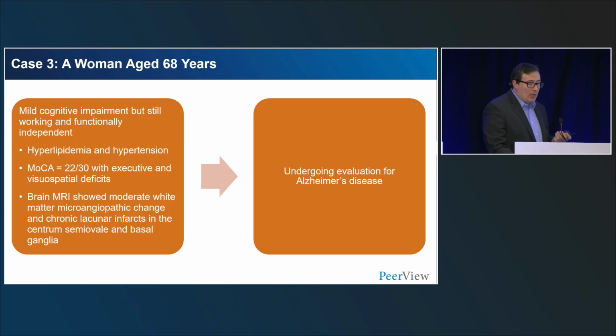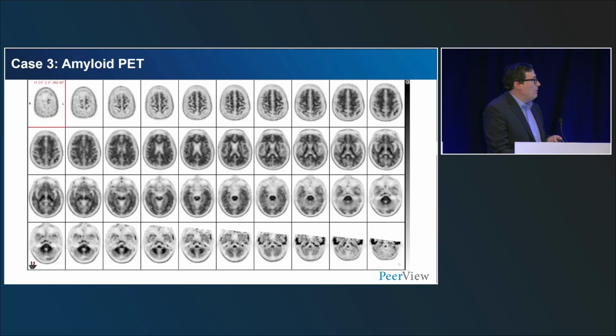A 68-year-old woman has mild cognitive impairment but has good functionality. She does have risk factors for cardiovascular disease. She has impairment on her Montreal Cognitive Assessment with executive and visuospatial deficits. So these suggest AD, but she does have a lot of changes on MR suggesting vascular disease and chronic infarct. So she potentially has multiple reasons for cognitive impairment. Here's her amyloid PET scan. I realize you guys are at a bit of a disadvantage the way it's presented.